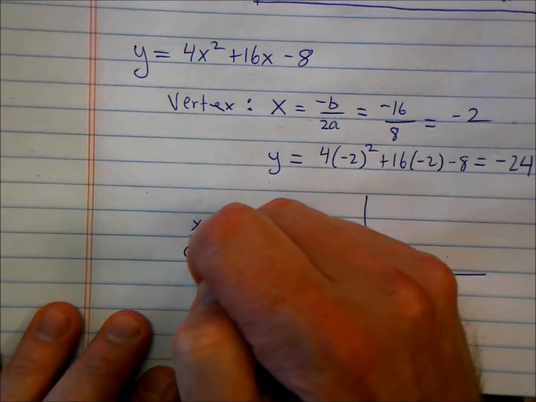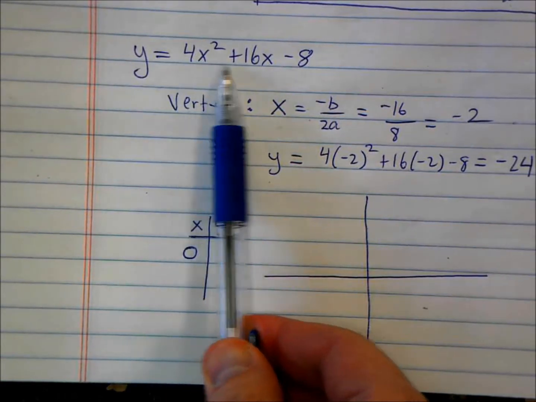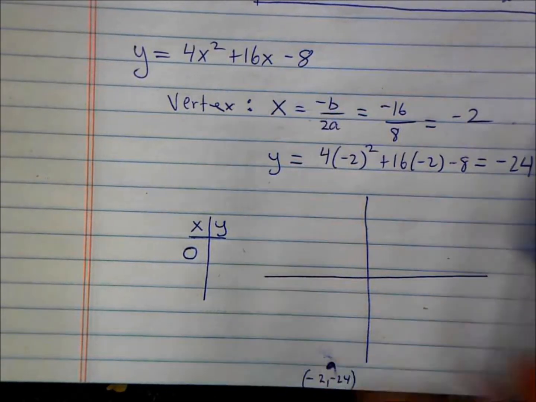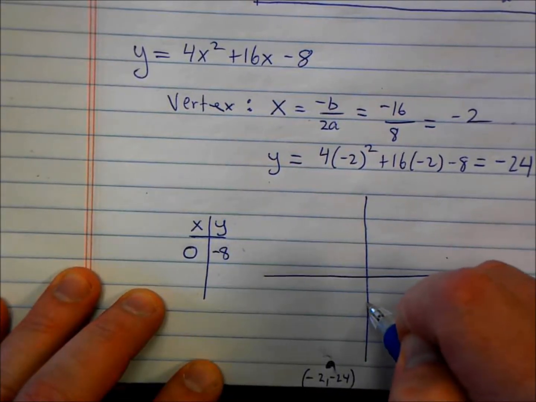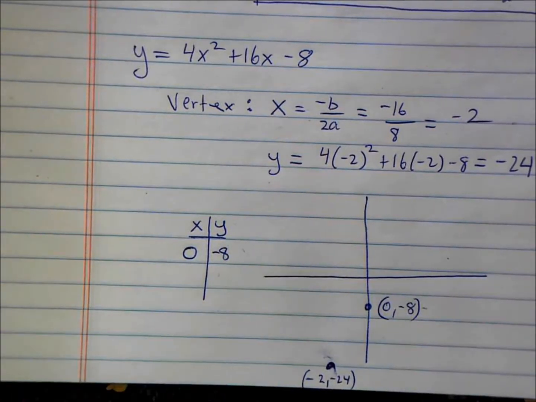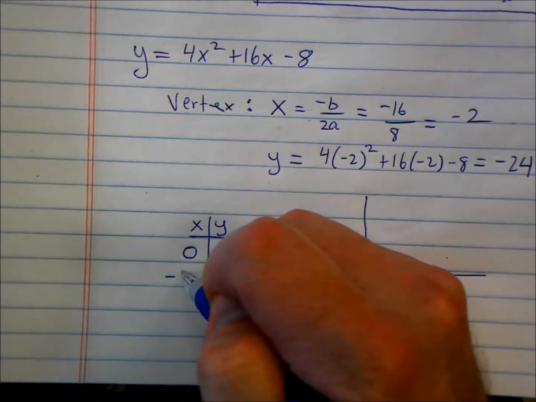Why is 0 your favorite number? Because 0 is always the easiest number to plug in. What do you get when you plug in 0? Negative 8, because you get 0 plus 0 minus 8. So I have 0, negative 8. What's your favorite number smaller than negative 2 to plug in? Negative 4. Excellent decision.